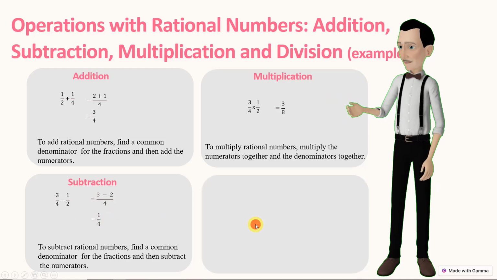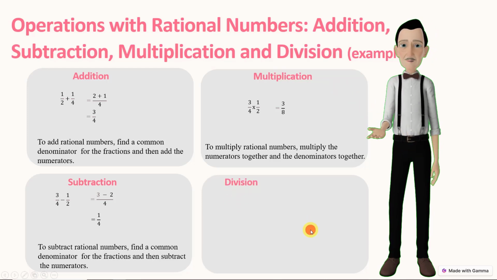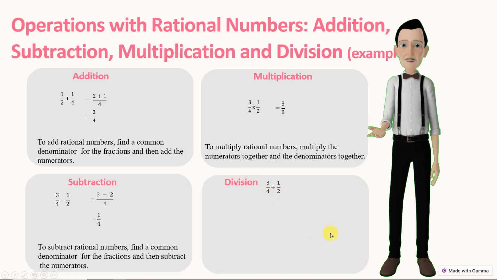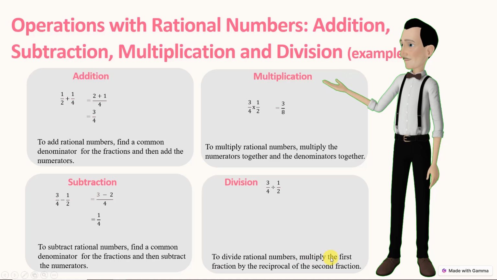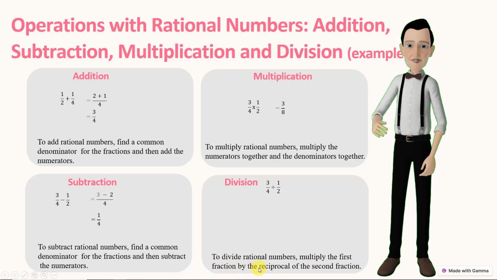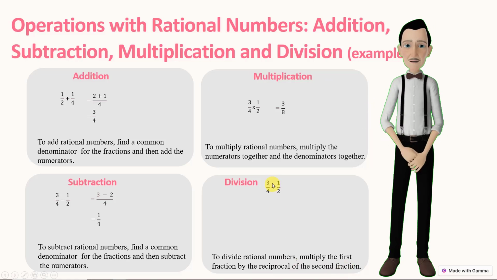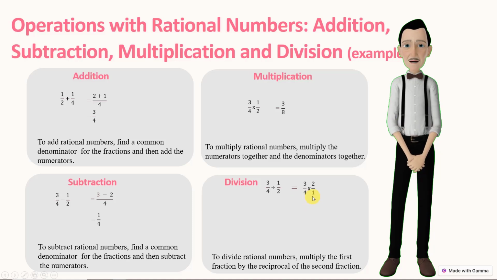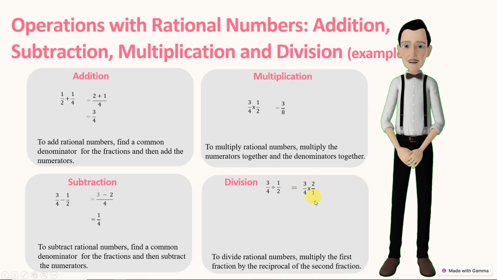Let's look at the last one, and that, of course, is going to be division. Once again, we've got quite a simple one to do. To divide rational numbers, multiply the first fraction by the reciprocal of the second fraction. That means what we're going to be doing here, as you'll see now, we have flipped the second fraction over, and now we're just going to multiply them out. That's all we're going to be doing, right?